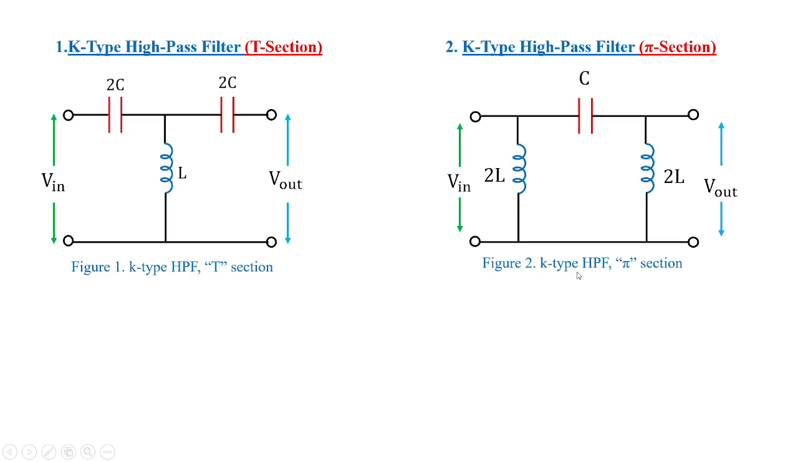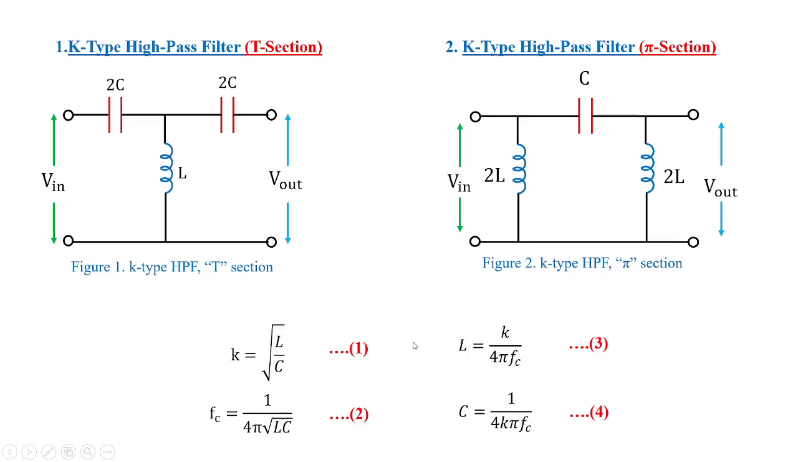This is a representation of the high-pass filter under K type, that is the basic type. The important formulas related to this K-type high-pass filter, whether it is T section or pi section, are given by formulas 1, 2, 3 and 4, where K is known as the characteristic impedance, Fc is the cutoff frequency, and L and C can be derived from equations 1 and 2, where L is equal to K by 4 pi Fc and C is equal to 1 by 4 pi K Fc.